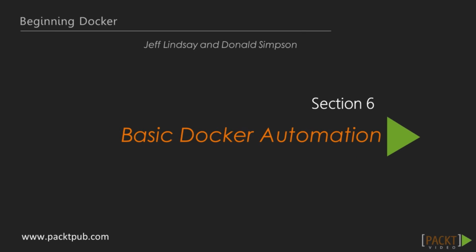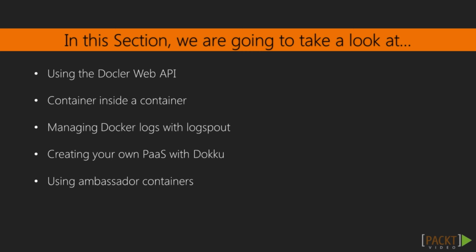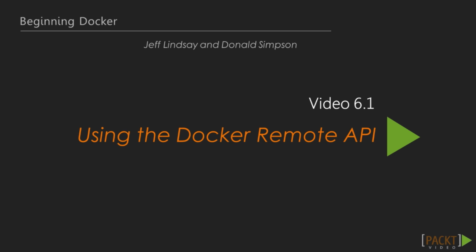In the previous section, we built and deployed a web application. We even scripted a simple deployment workflow. In this section, we're going to explore the idea of automation and tooling around Docker more in depth. The first step is to get familiar with the Docker Remote API. Docker was designed for automation and programmability.